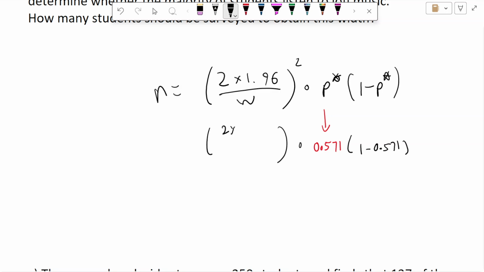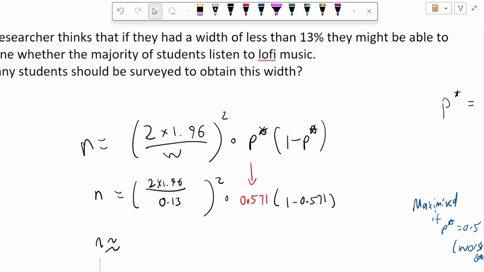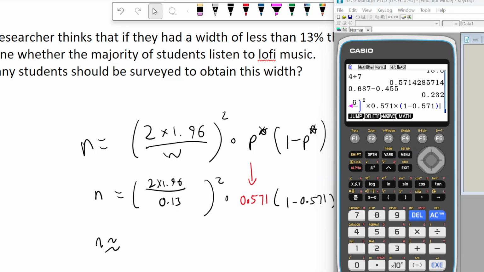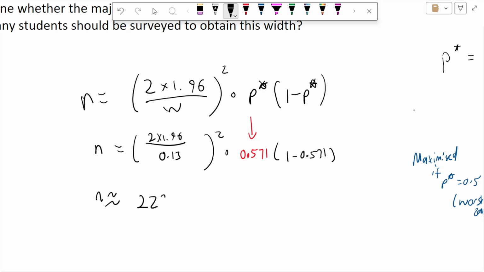So this is 2 times 1.96. The width they would like is 13%, so that's 0.13. We'll square that, and n is all that. So n roughly equals, and we'll chuck all that into a calculator and see what we get. Okay, so I've just typed that whole lot in, 222 or 223. Now you've always got to round up. So we need 223 students to be surveyed.